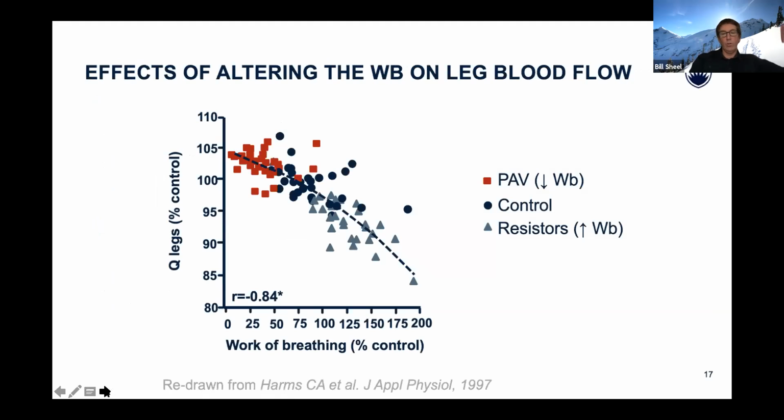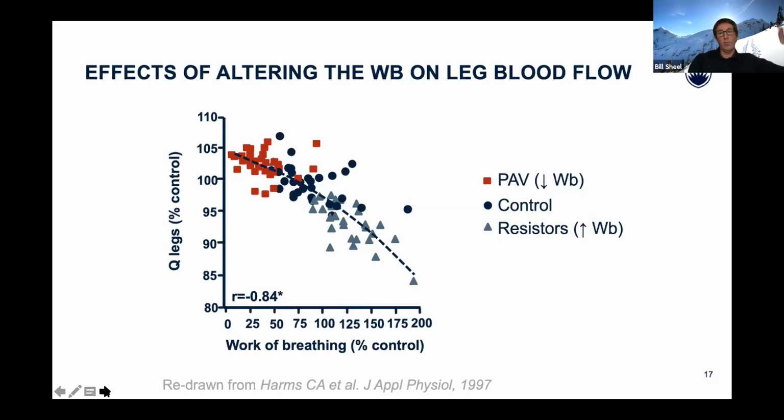So this is an older slide. This is from Dr. Dempsey's lab, redrawn from 1997. And what you see is work of breathing on the x-axis, and that's been normalized. So control, 2% control, pardon me, and leg blood flow. And that's been measured using thermodilution across the femoral vein and artery.